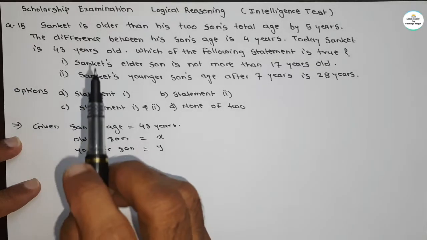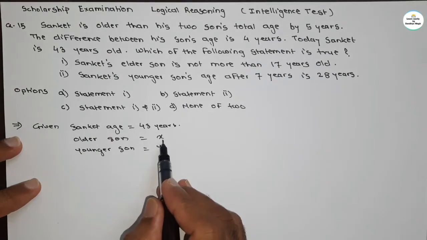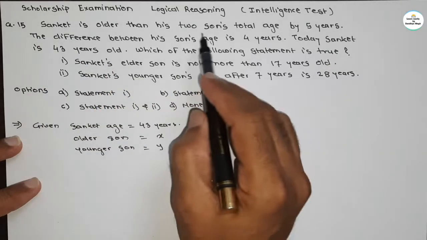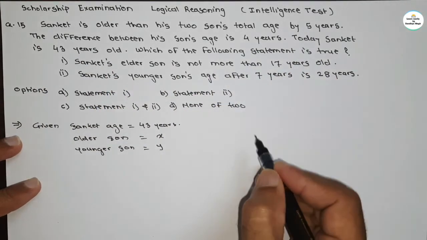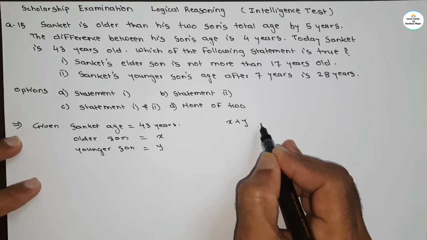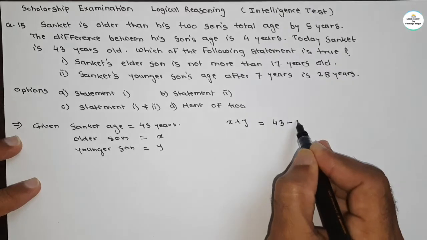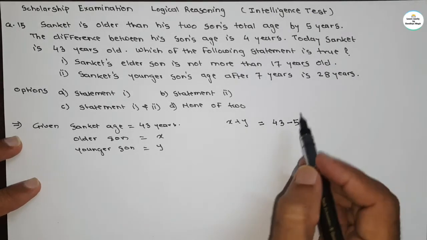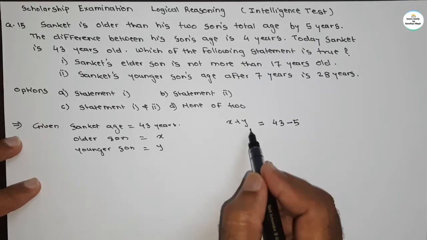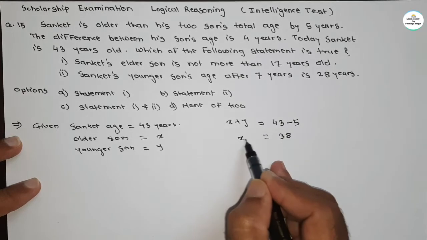What is the given data? Sanket is older, means if we add the age of older son and younger son, then still Sanket is older by 5 years. So what will be the equation? X plus Y is equal to 43, Sanket's age, minus 5, because if we subtract 5 years from Sanket's age, we are getting the sum of two sons' ages. So this is our first equation, that is equal to 38. X plus Y is equal to 38.